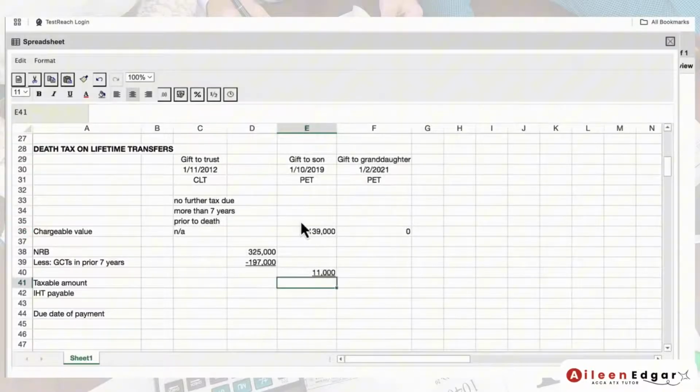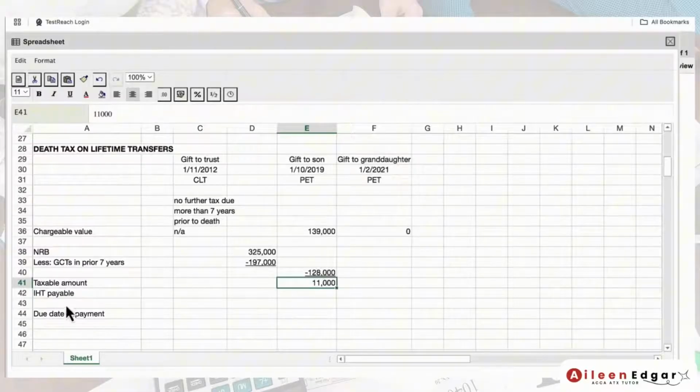And I've just created a little bit more space there just to show you the reduction of the nil rate band, and the fact that that leaves us with 128,000 of nil rate band that's available to use against this gift to the son in 2019. The taxable amount then of that PET, because the donor didn't survive the 7 years, is £11,000.